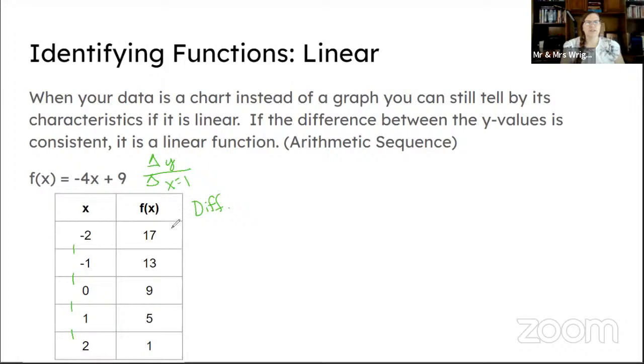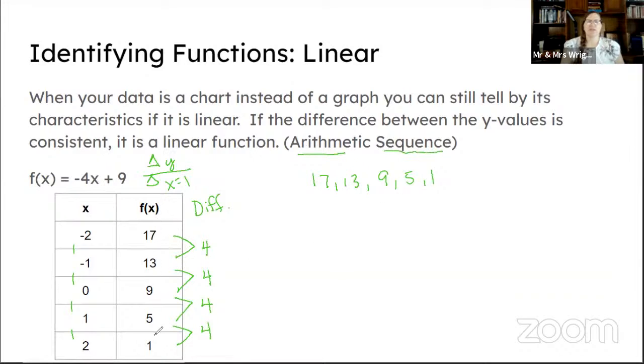Well, when you look at the change in the output, if the difference in the output is consistent, or the same number every time, then you're going to have a linear function. So the difference between 17 and 13 is 4. The difference between 13 and 9 is 4. The difference between 9 and 5 is 4. And the difference between 5 and 1 is 4. That means the numbers 17, 13, 9, 5, and 1 are an arithmetic sequence because they have a consistent difference.